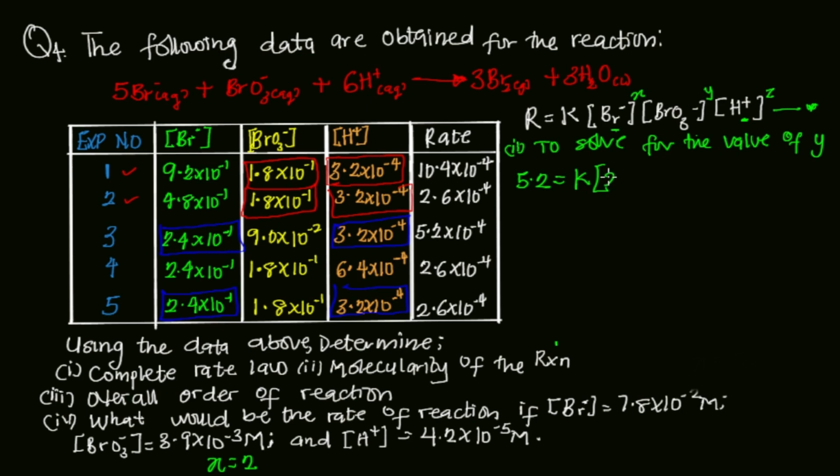So I'm going to have 2.4 raised to the power of x, then multiply this bromate ion. I think the powers are actually different, so I can actually bring it out. So I'm going to have 9.0 multiplied by 10 raised to the power minus 2, right? So that's what I'm going to be having in this case, raised to the power of y. Then followed by 3.2, which is the case of hydrogen ion, 3.2 raised to the power of z. So that's what I'm going to have. So I can call this equation 1.